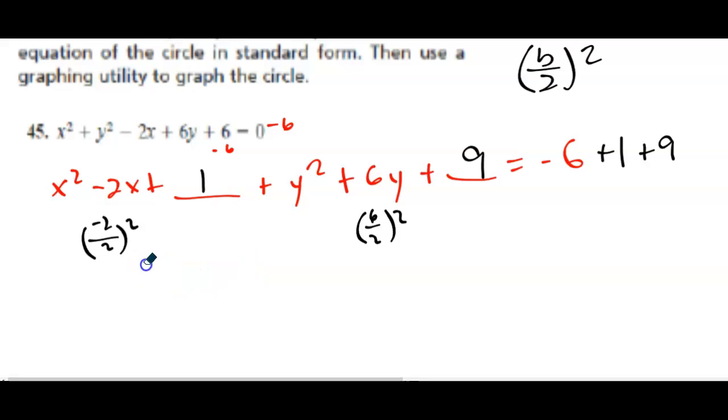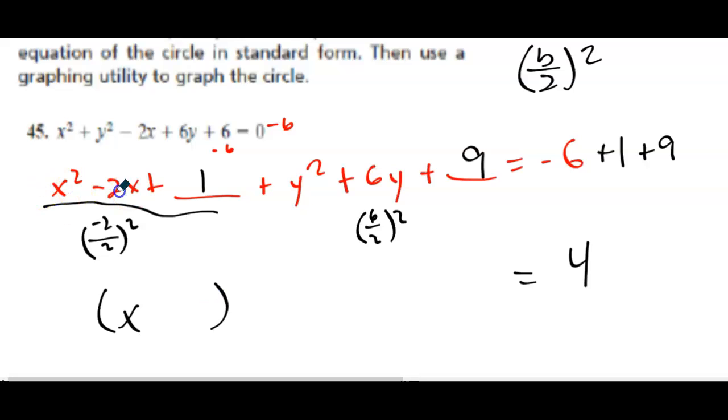Okay. And so now I add the right side. Negative 6 plus 1 is negative 5. Negative 5 plus 9 is 4. And then I need to factor this trinomial right here. And there's an easy tip right here.